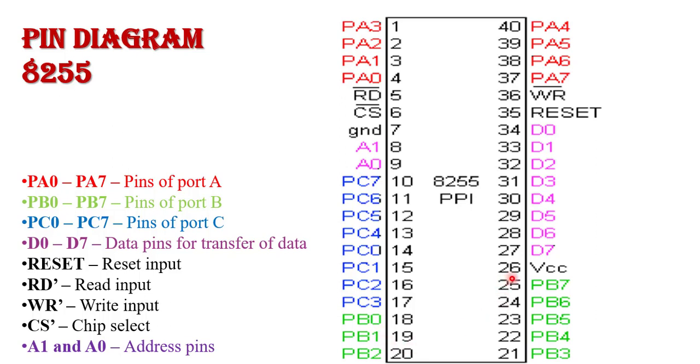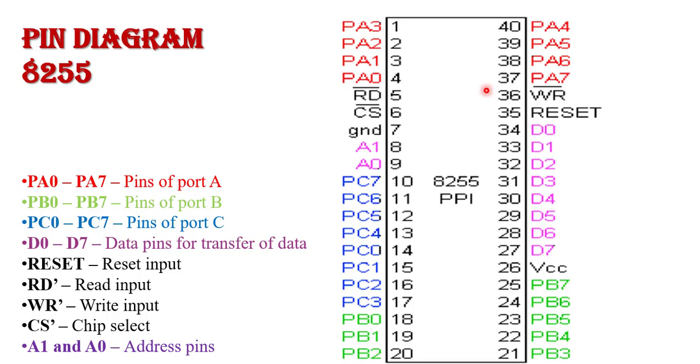Now pin number 26 is VCC. This VCC pin is used for power supply. Now pin number 27 to 34 are the D0 to D7 pins. These are the data bus pins. Pin number 35 is the reset pin. Pin number 36 is the write pin. And the last, pin number 37 to 40, are also pins of port A. So these are the 40 pins of 8255.